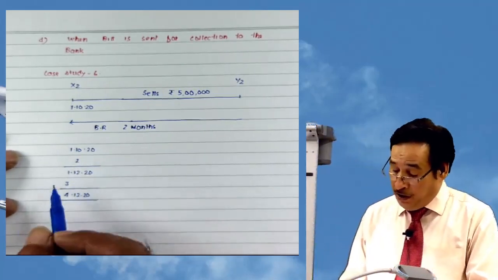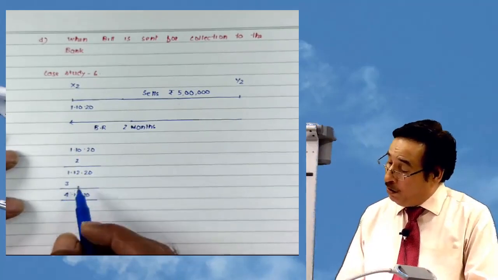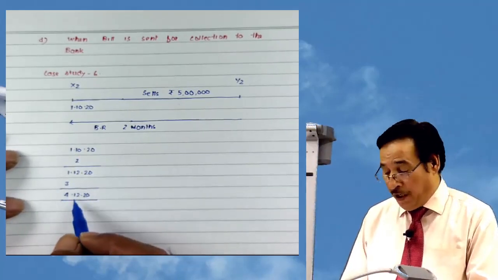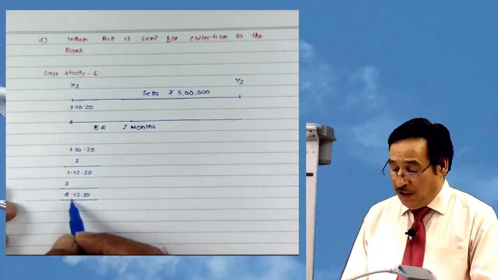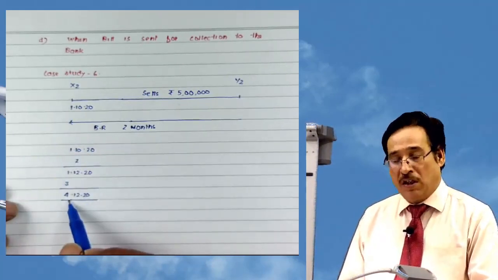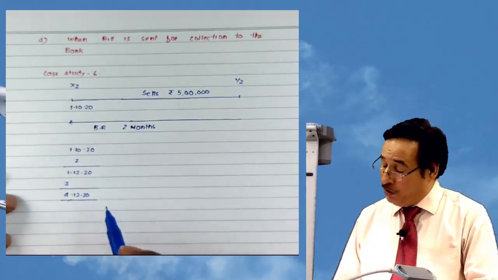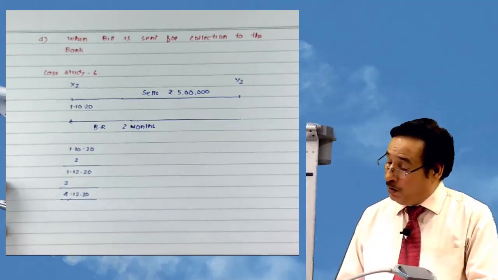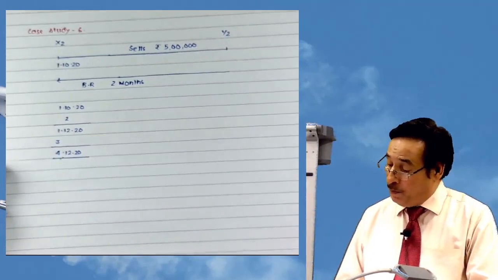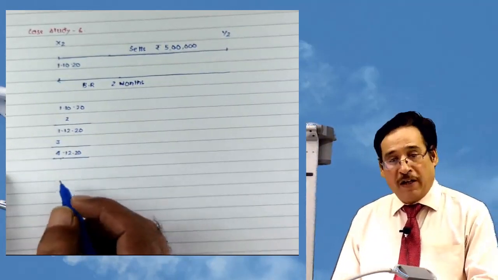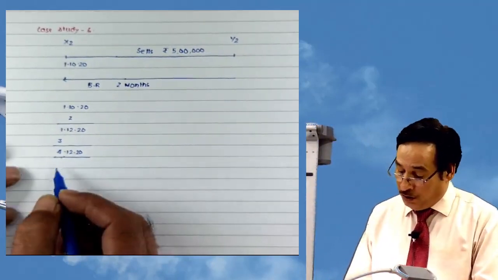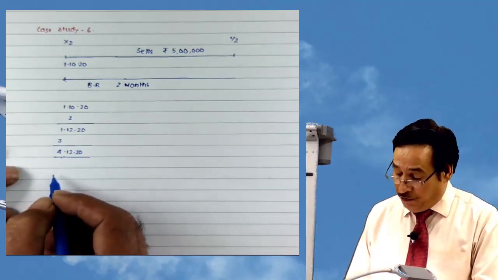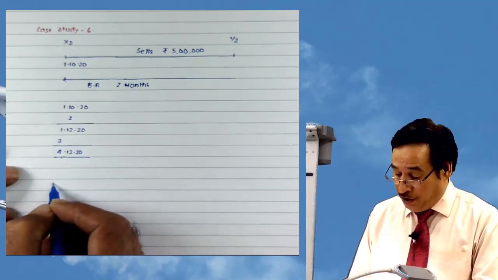X2 retains the bill till the maturity date, and on the due date sends the bill to the banker. So on this date, the bill is still held by X2, but on this date he sends the bill to the bank for collection, and in due course, X2 receives the information from the bank that the bill has been duly met. So the bank has collected on behalf of X2. So the entries are not very tough, almost the same entries.